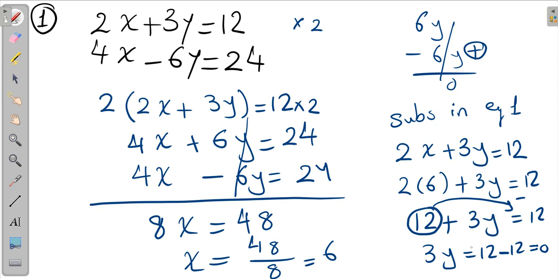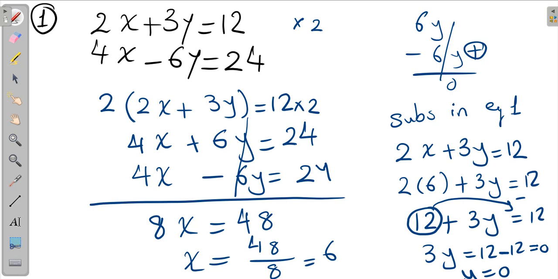3y equal nothing. Like you have 3 pens with 0 pounds, priceless. Then each of them is priceless. y equal 0. Then x equals 6 and y equals 0.